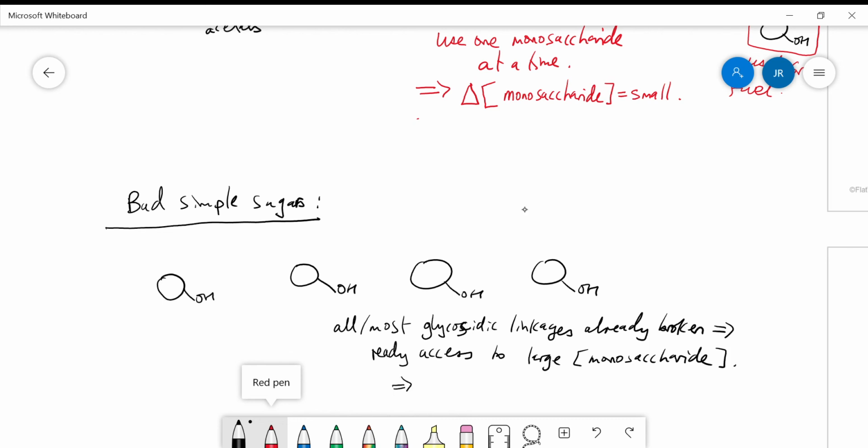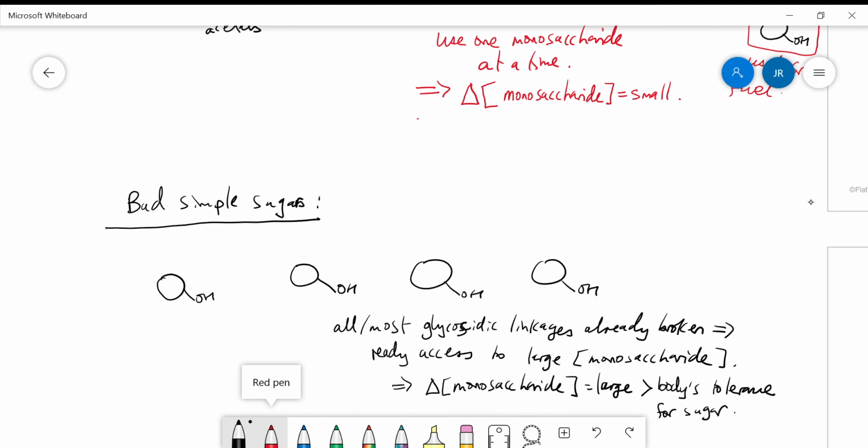Which means that when you consume this, the change in the concentration of monosaccharide is large. And it can often be greater than your body's tolerance for sugar. So why can that be bad?